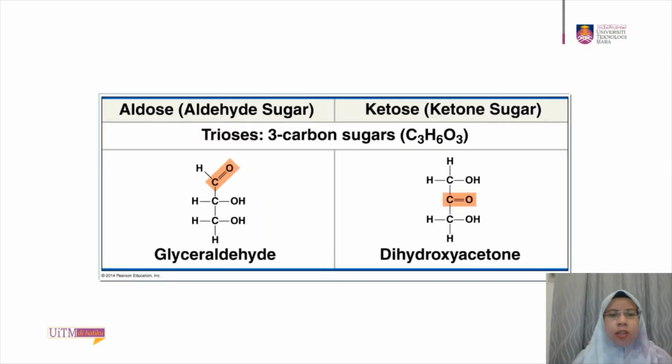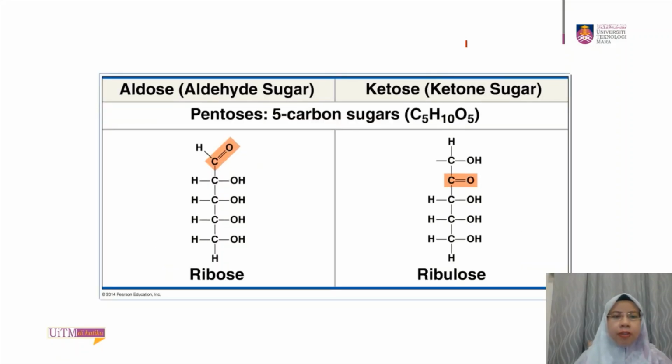Refer to this slide. We are shown an example of glyceraldehyde. Glyceraldehyde is a 3-carbon sugar and belongs to the group of aldose, or aldehyde sugars. Hydroxyacetone is a 3-carbon sugar isomer of glyceraldehyde and belongs to the group of ketose, or ketone sugars. Okay, this is the difference between the aldose and ketose groups.